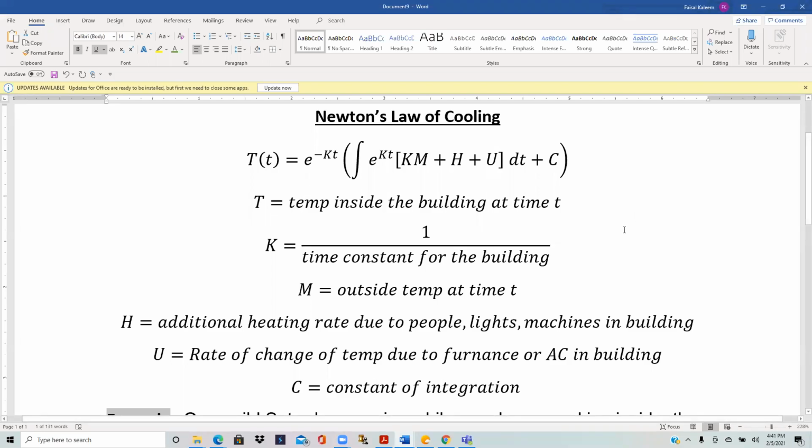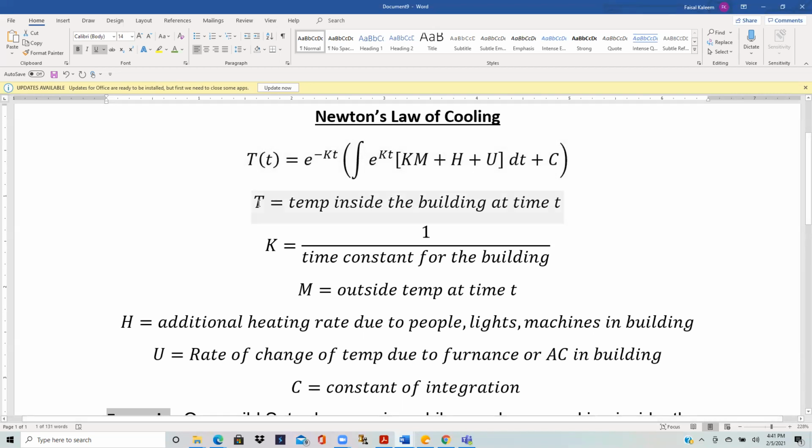Newton's law of cooling. Now, this is a more generalized version of Newton's law of cooling than the one which you studied in precalculus. So let's go over it first and then I'll tell you the differences. It says that T of t equals e power negative kt times the integral of all this.